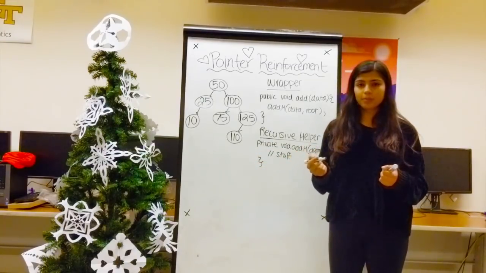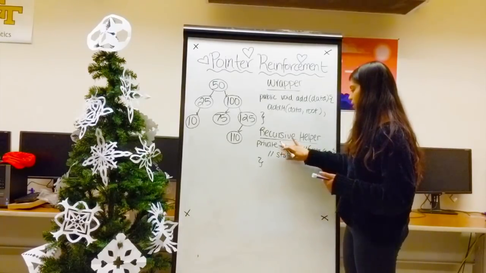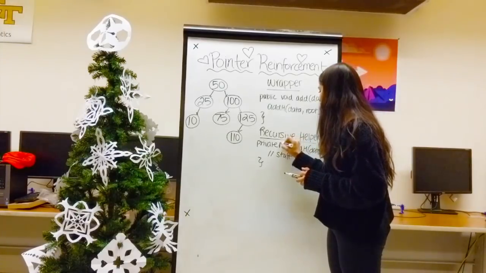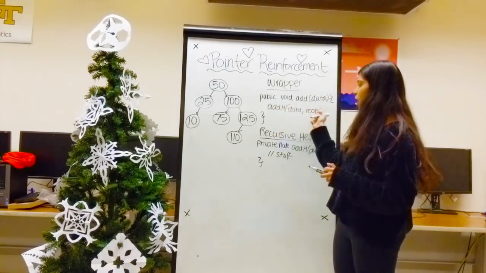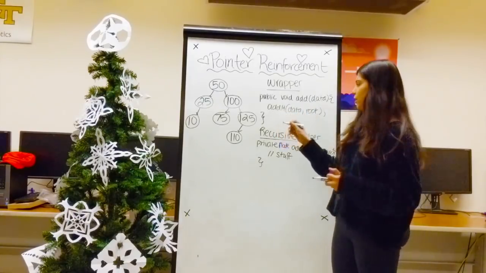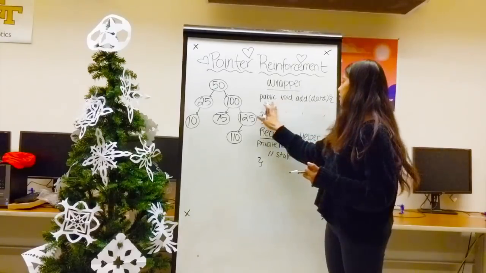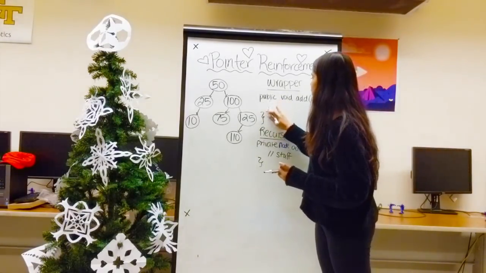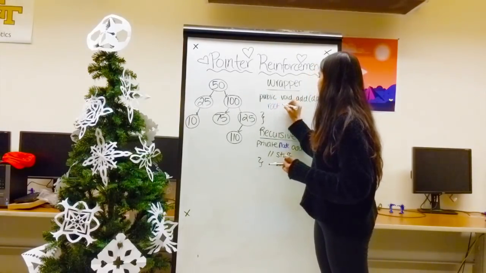However, for pointer reinforcement, we're going to change the helper method a little bit. It's no longer going to be void. It's actually going to have a return type. It's going to have a node that it returns. And in the actual wrapper function, when you call it, you're not just going to call the helper method like this. You're actually going to reinforce your tree by setting the root equal to the recursive call. And this will make a lot more sense as I keep going.